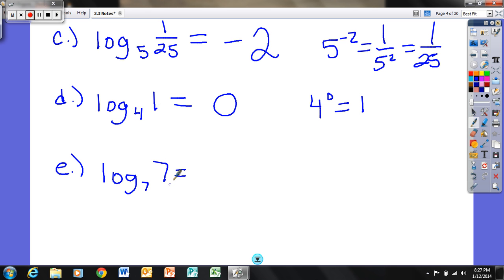Same thing happens here when our base and our x value are the same. We know that log base 7 of 7 is equal to 1, because that means that 7 raised to the first power is equal to itself. So anytime you have a base and your x value the same, your answer is always going to be 1.